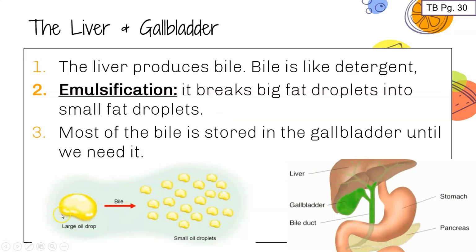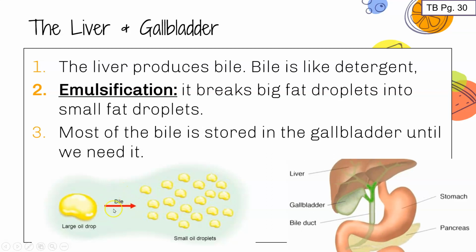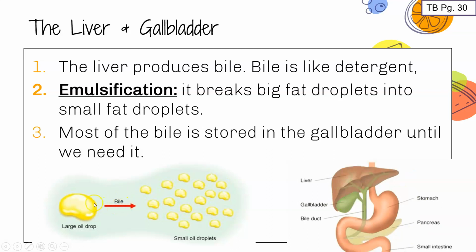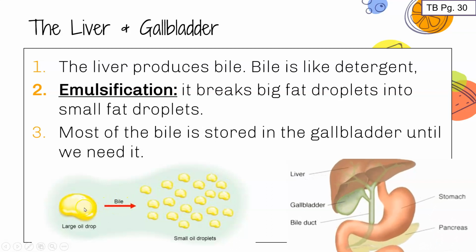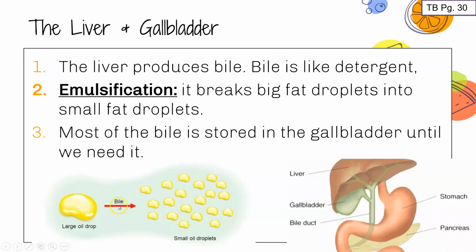So over here, we have a large oil drop. What happens is that bile will emulsify. Okay, take note of this keyword, emulsify. We should not be using the term breakdown because that term is specific for enzymes. So the bile would emulsify the large oil drop into small oil droplets. Since we are saying this word emulsify, that is also to say that bile itself is not an enzyme. Bile is not an enzyme. It is just a chemical that helps to emulsify large fat droplets.